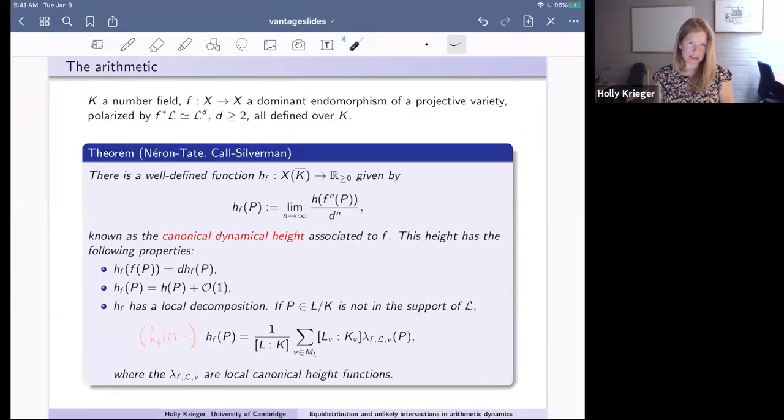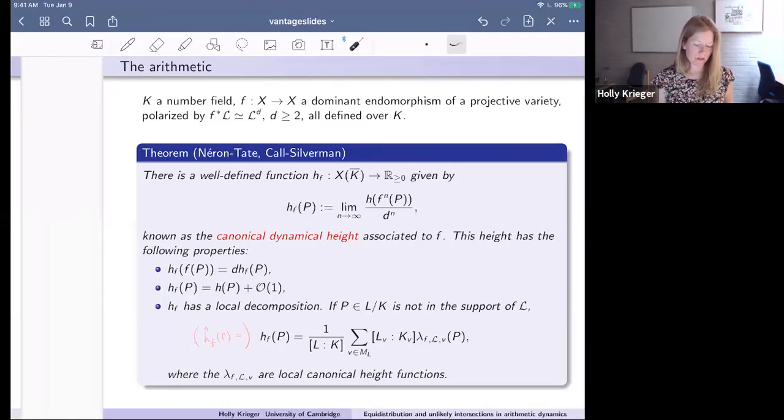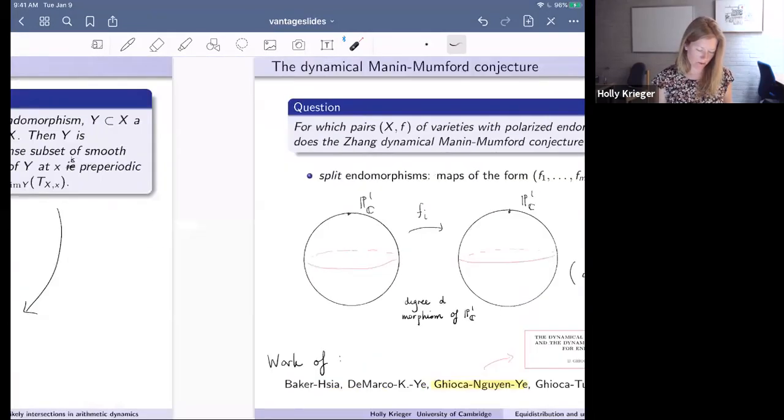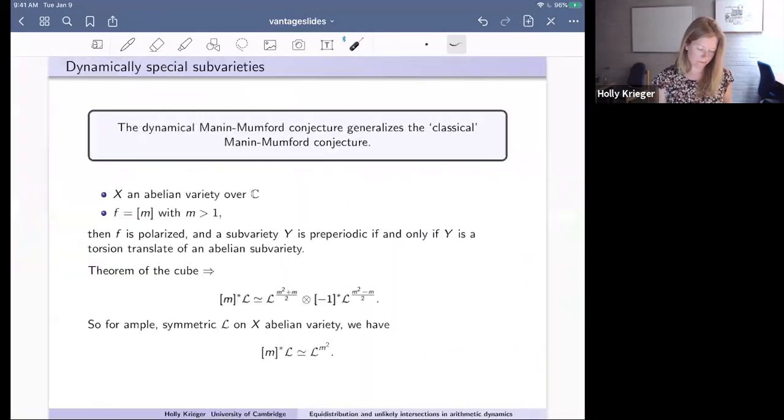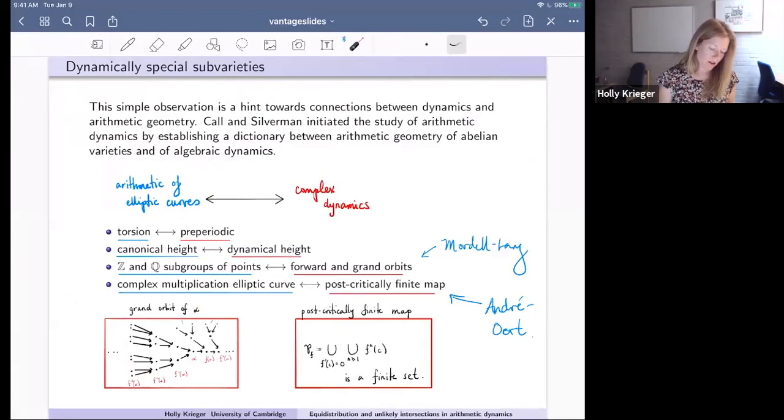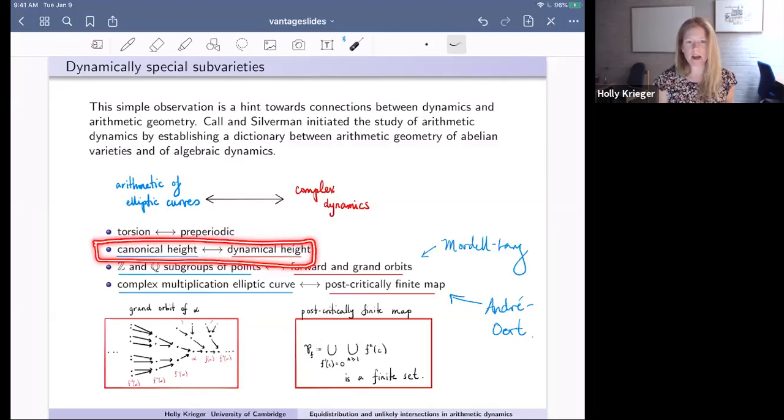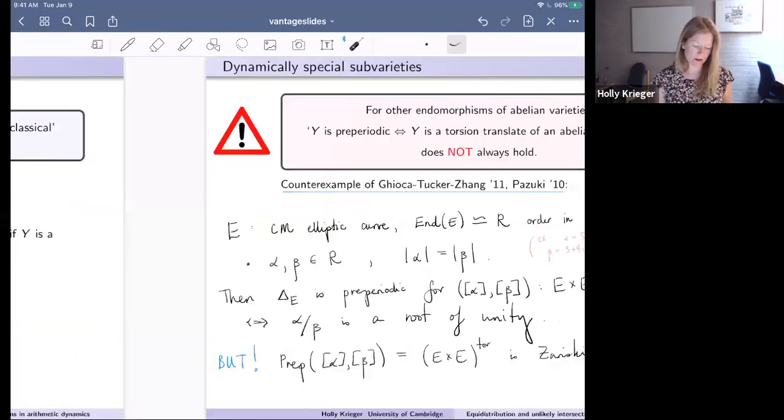Okay, so the analog, let me go back a little bit here. The analog of torsion to preperiodic that I gave you, that in a group, torsion points are preperiodic, is rather naive, right? There is in fact a much deeper connection between these two fields given by the study of height functions. And that's what I'm gonna talk about now.